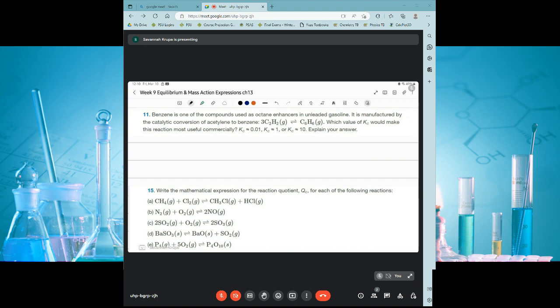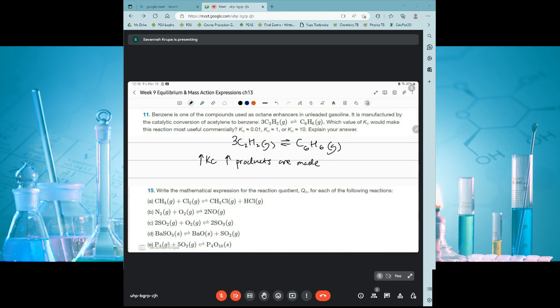So let's think about this reaction first. So we have 3C2H2 goes to the gas. And because this is going to be on the product side and we're wanting to create more benzene, like I was saying before, when we have a higher Kc value, more products are going to be made. And since we want more of the products made commercially, we want to have a Kc value that is a lot higher.